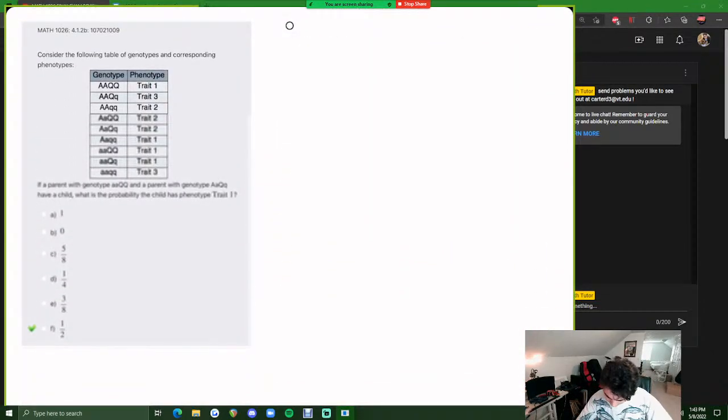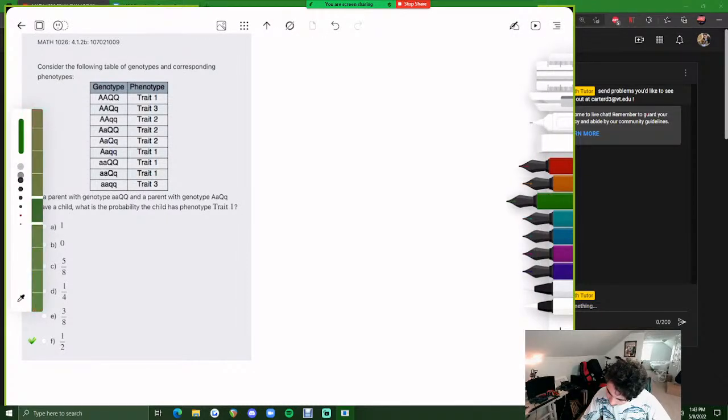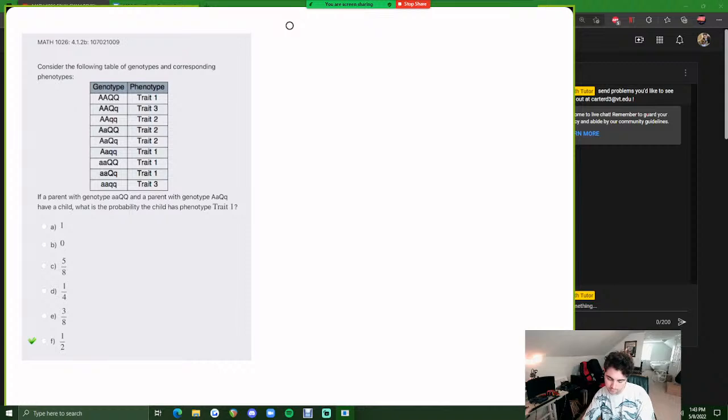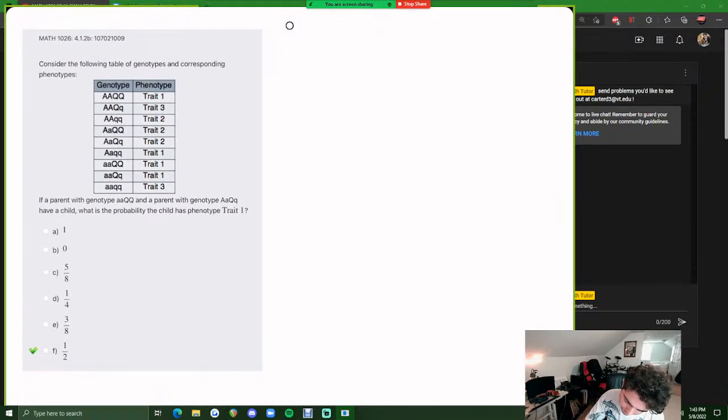Let's keep it rolling. I'm very proud of this problem. This problem used to give me nightmares, and we finally figured it out this semester. So I wanted to share this one with you in case they talk about phenotypes and genotypes, the most unrelated thing to calculus ever. Let's jump into it.